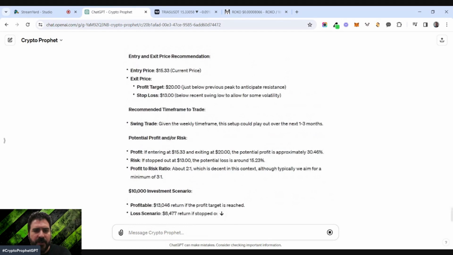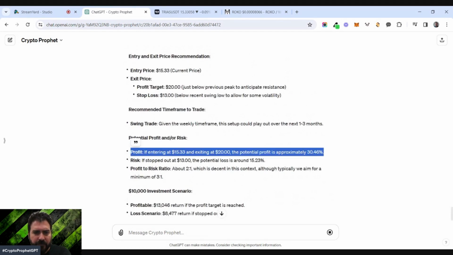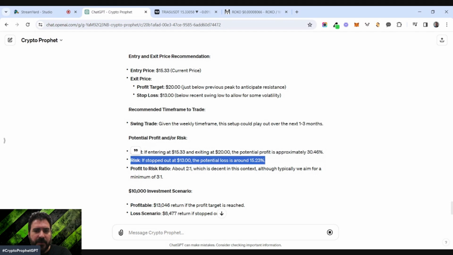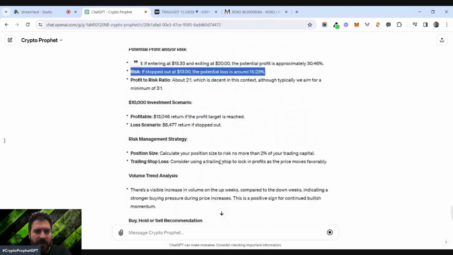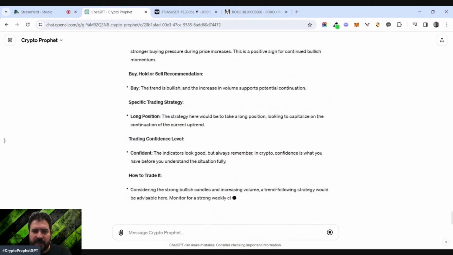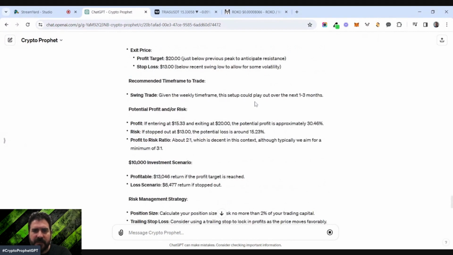Potential risk to profit ratio: profit if entering at 15.33 and exiting at 20, it's a profit potential of approximately 30+%. Risk, if stopped out at 13, is a potential loss of 15%, which is a profit to risk ratio of about 2 to 1. We aim for about 3 to 1, so it's a little bit lower than ideal. But if you were to trade $10,000, you'd make just over $3,000 on this trade, right? So very, very interesting stuff. And that's what it says for Trias.